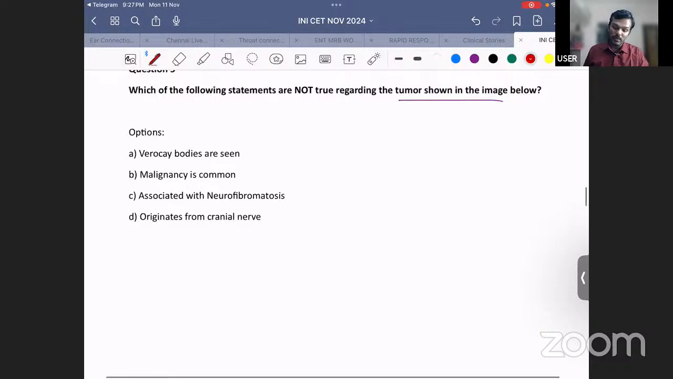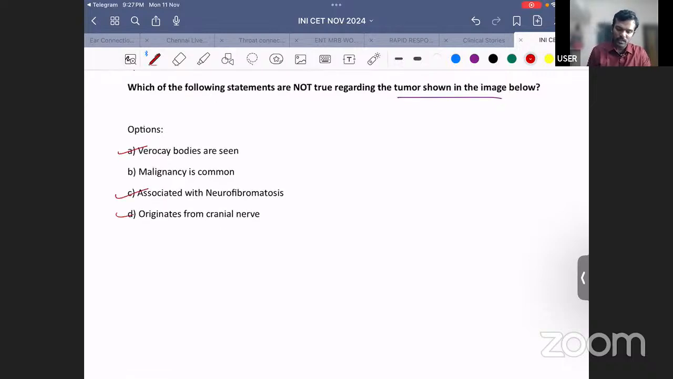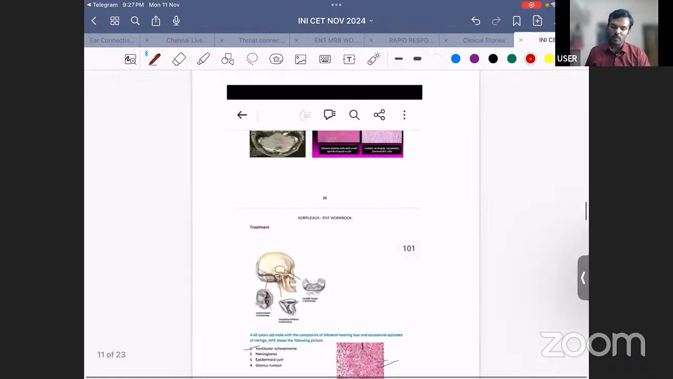So the disease is vestibular schwannoma. Verocay bodies are seen? Yes, Verocay bodies are seen. Associated with neurofibromatosis? Yes. Cranial nerve involvement? Yes. So this is not the false one. Let's discuss vestibular schwannoma.